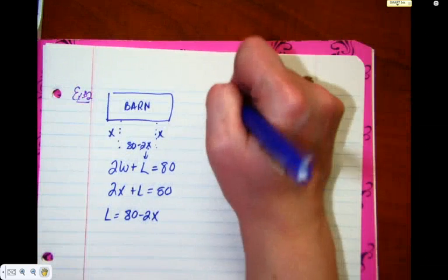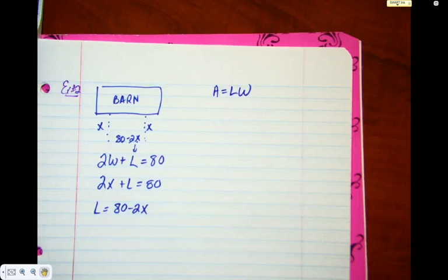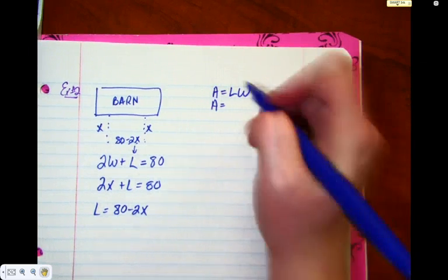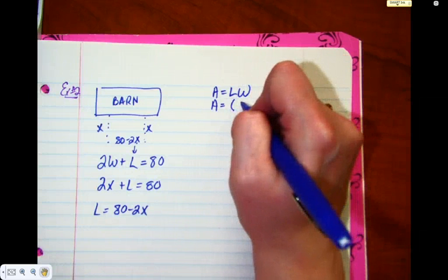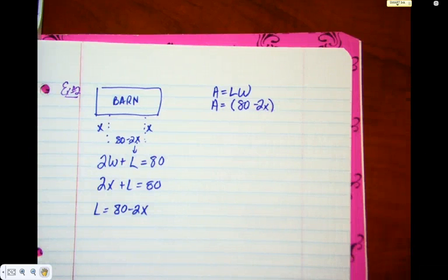Step 3, we're trying to maximize area, so we need area of a rectangle, which is just length times width. What's our expression for the length? And what's our expression for the width? And again, don't get too caught up in the variables. If you want to keep it in W, that's fine. It's just usually for parabolas we're used to seeing X.